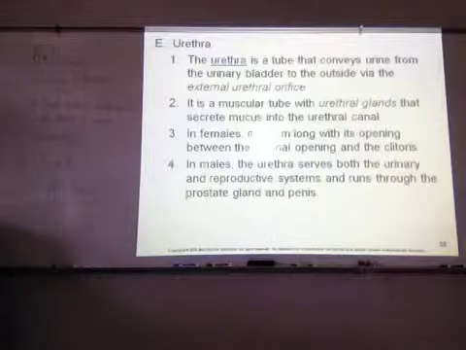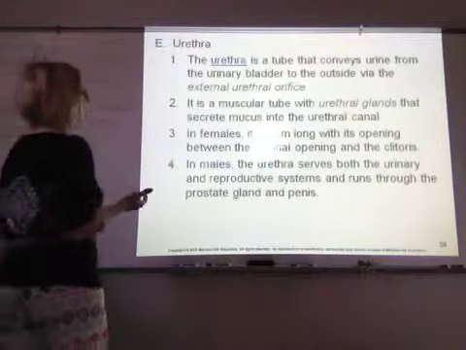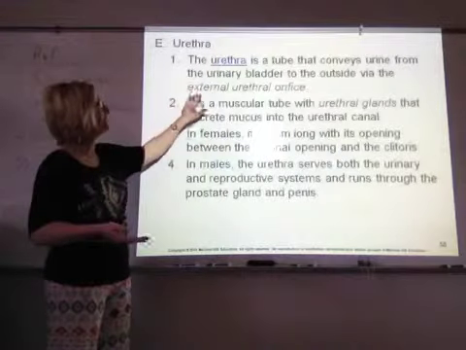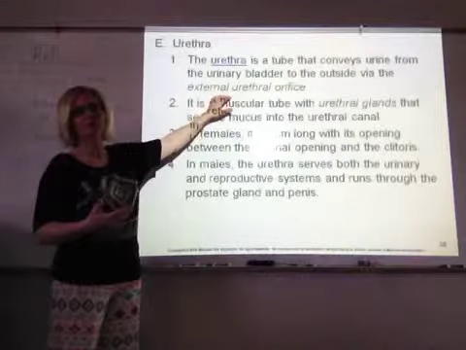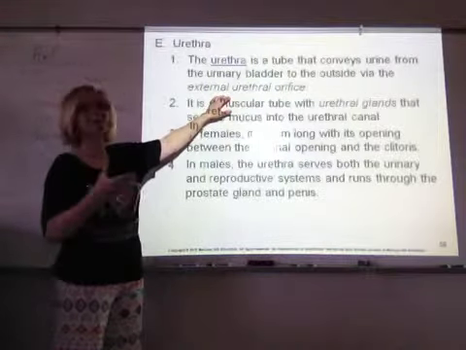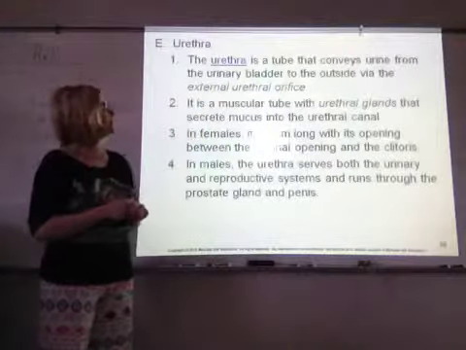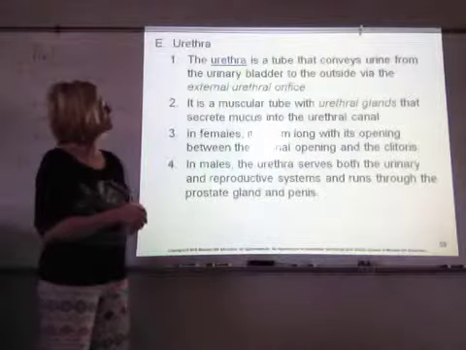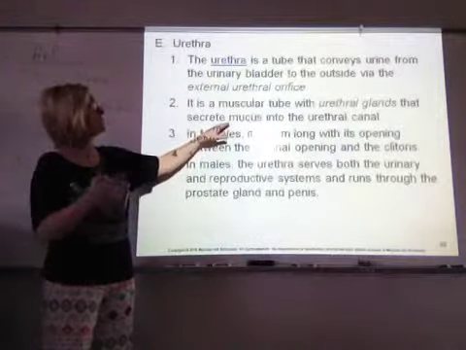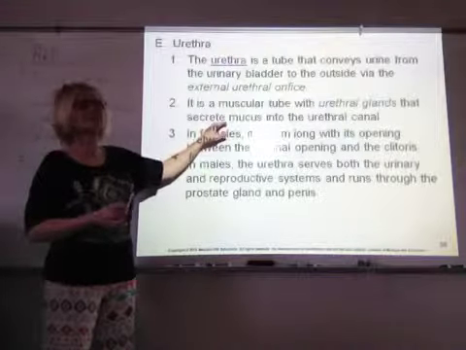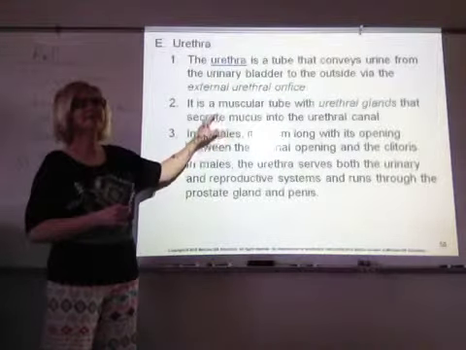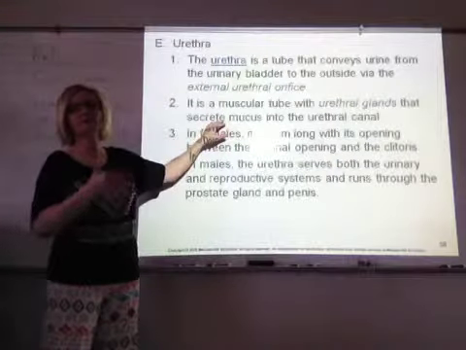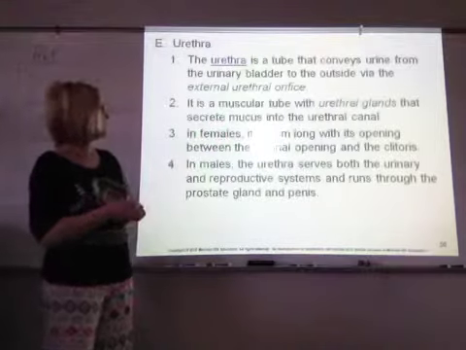The urethra then is just a short tube. It conveys urine. It's going to take urine from the bladder to the outside. The urethral orifice is basically what that opening part is called. It's a muscular tube. Your urethra also has a muscular lining, and it has urethral glands that also secrete mucus. In females, you know, this mucus secretion may be different throughout the month.